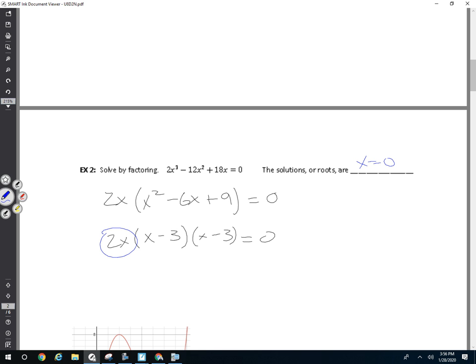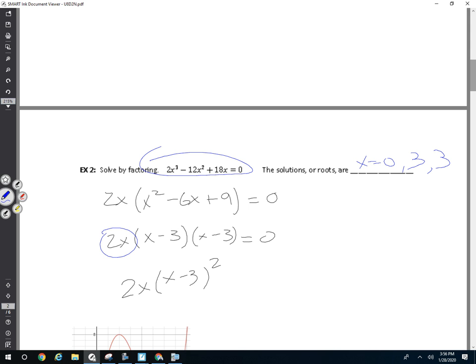Mr. Steck, give him an assist. 3. Thank you, Mr. Steck. Now, it looks like we have 3 that can go in twice. And if you actually wanted to rewrite this, you could do 2x times x minus 3 squared. So it looks like we have 3 twice.